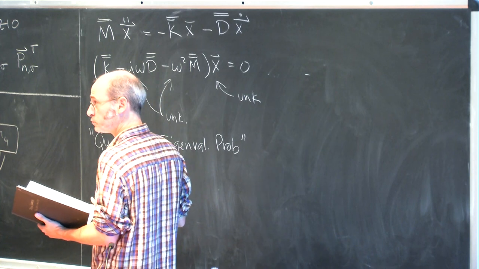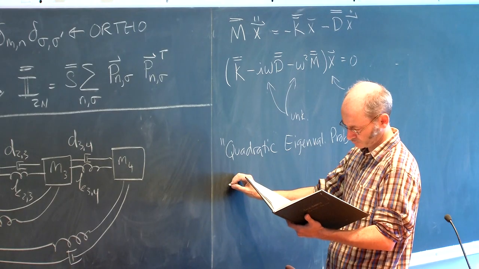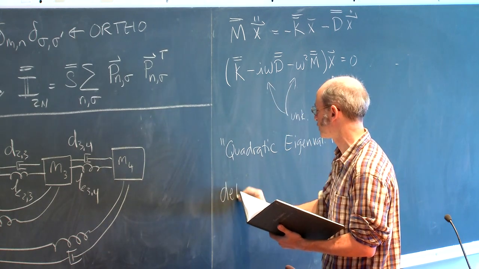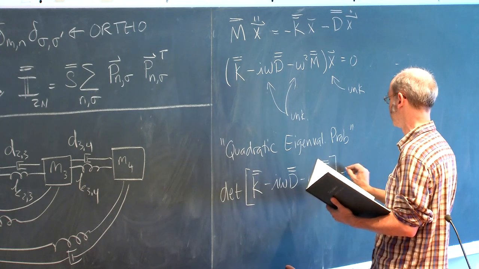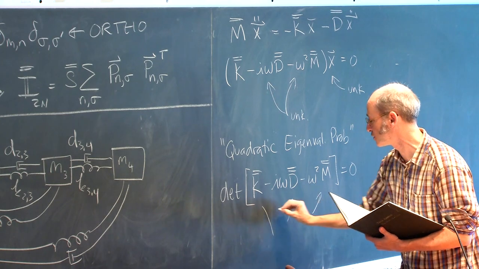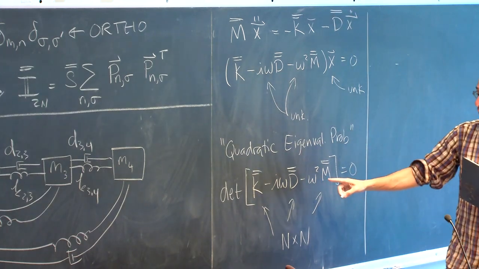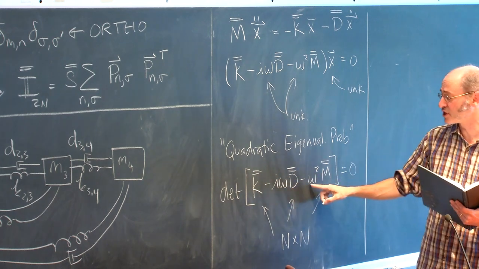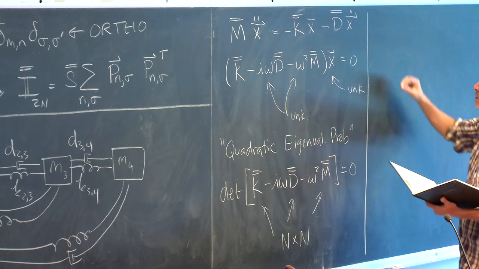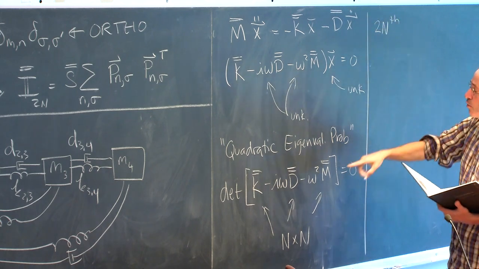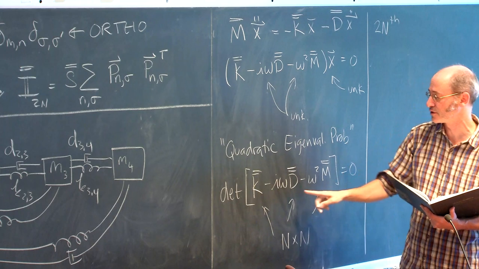Okay, so a couple of other things. When we take the determinant, this will have solutions when the determinant of K minus i omega D minus omega squared M is zero. These are all N by N matrices, so this whole thing is an N by N matrix. So the determinant is just the roots of a polynomial. But in this N by N matrix, each element will in general have omega squared appearing in it, two powers of omega. So this will be a polynomial in omega of order 2N. It's an Nth order polynomial, but in everything appears omega to the zeroth, the first, and the second power.